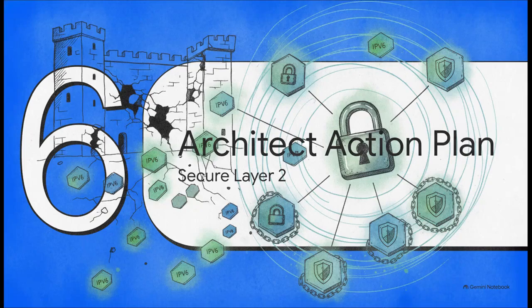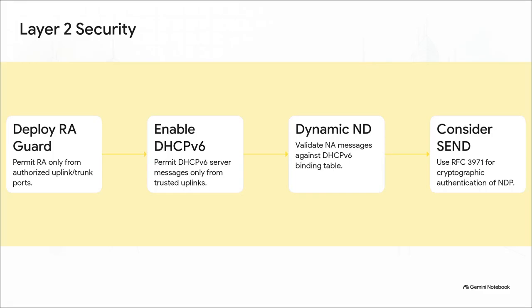Finally, Section 6, Security Architect Action Plan, securing the Layer 2 domain. The perimeter is incredibly important, but IPv6 introduces serious new threats inside your Layer 2 domain that you have to lock down on your access switches. And this brilliantly illustrates the exact checklist you need to execute. Step 1, deploy RA Guard, as per RFC 6105, on all your access switches. This ensures router advertisements are only accepted from authorized uplink ports, killing rogue router attacks dead in their tracks.